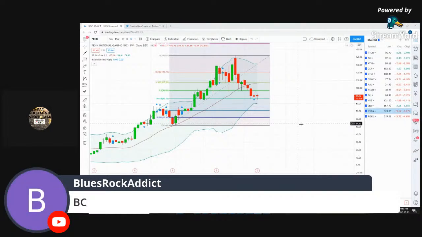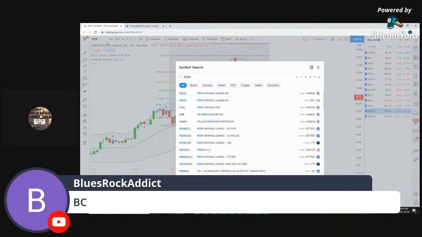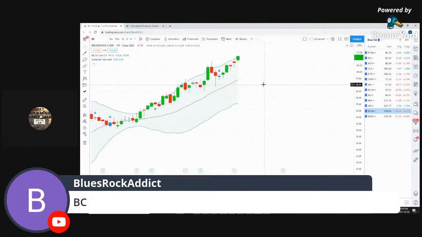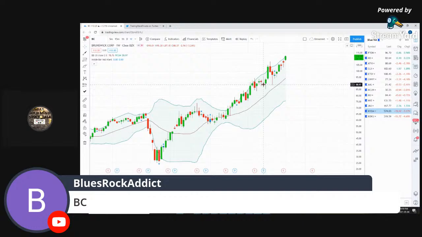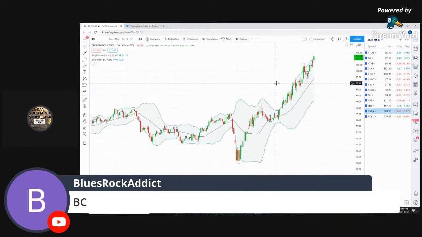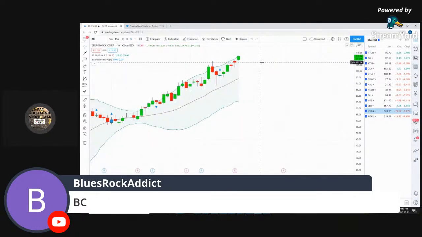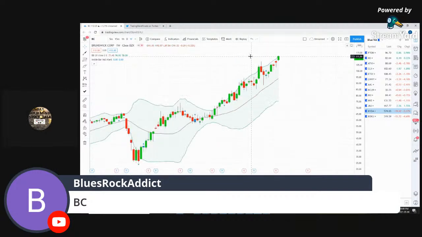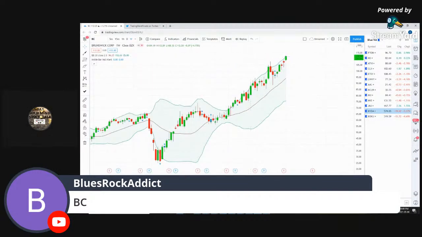We have Blues Rock Addict, so we have BC, Brunswick Corp. This is very, very bullish at all-time highs. Whenever something is very bullish at all-time highs, what I like to do is just play the low of the weekly bar. So as long as 108.33 can hold, continue to just play this thing bullish. That's what I like to do. I like to play the bars.